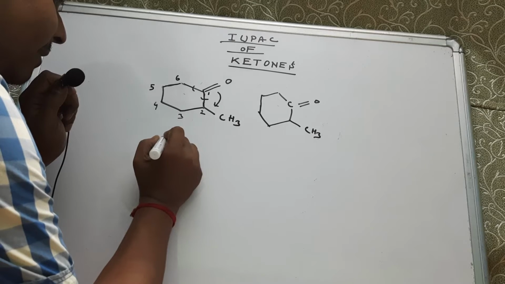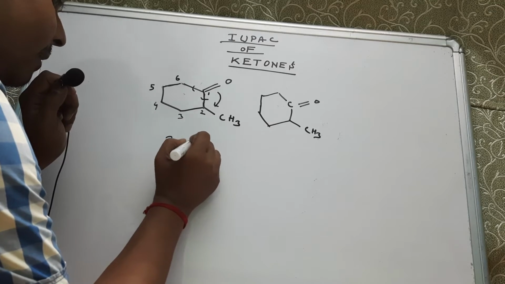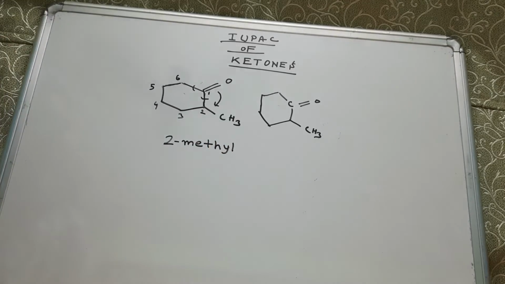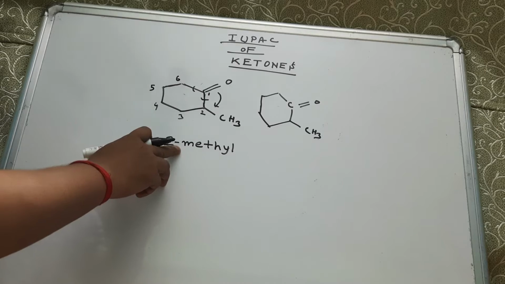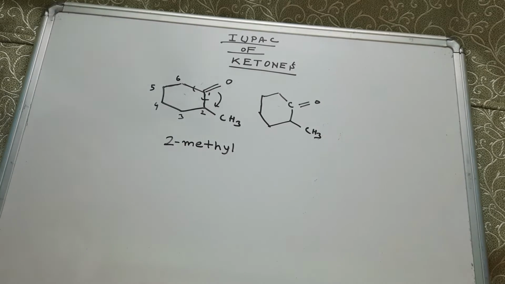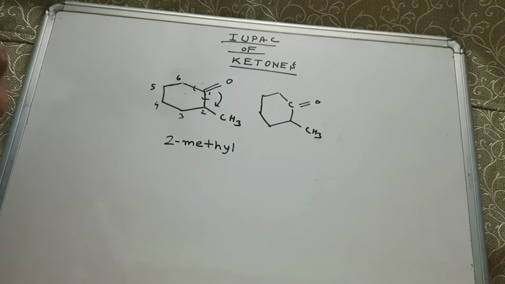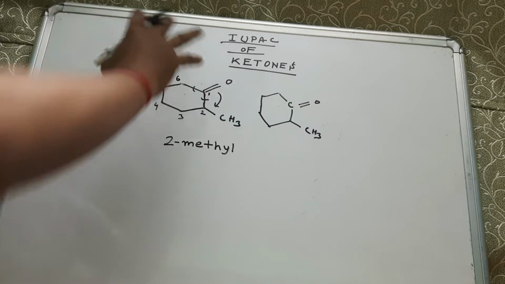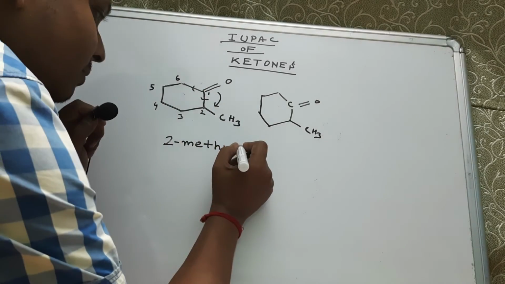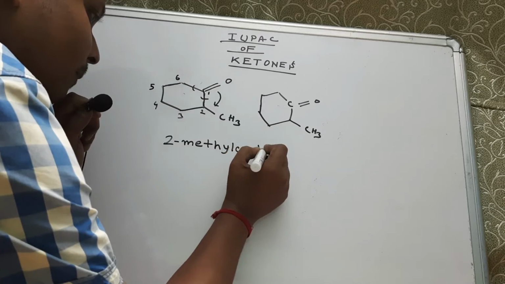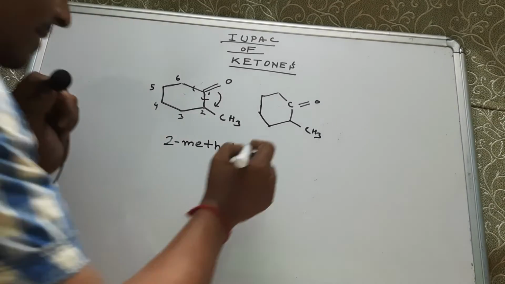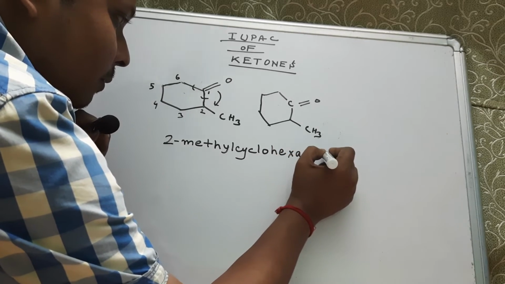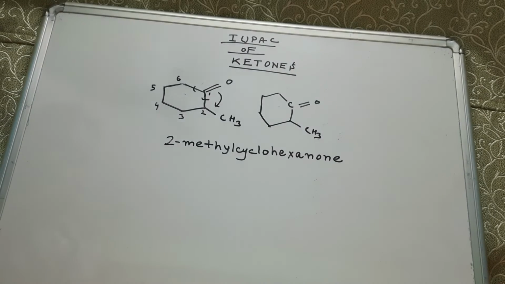So you should first write the name of the substituent, that is 2-methyl. Here again there should be a hyphen between number and letter. So 2-methyl. The total number of carbon is 6, and the main structure is cyclic, so the term cyclo will be there: 2-methylcyclohexanone. It should be 2-methylcyclohexanone.